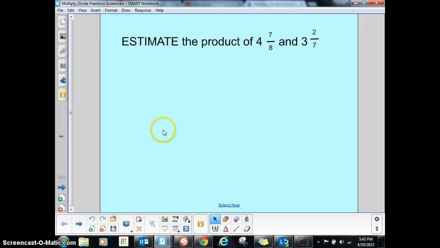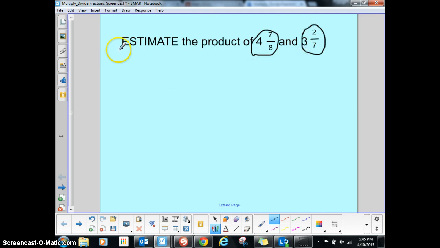I'm going to show you how to do all the answers on the multiplying and dividing fractions screencast. So I'm going to give you all the correct answers so that you'll know what they are. So this says, estimate the product of 4 and 7/8 and 3 and 2/7. So I need to estimate each of these and round them to the nearest whole number. And then I'm going to find the product, and the product is the answer to a multiplication problem.